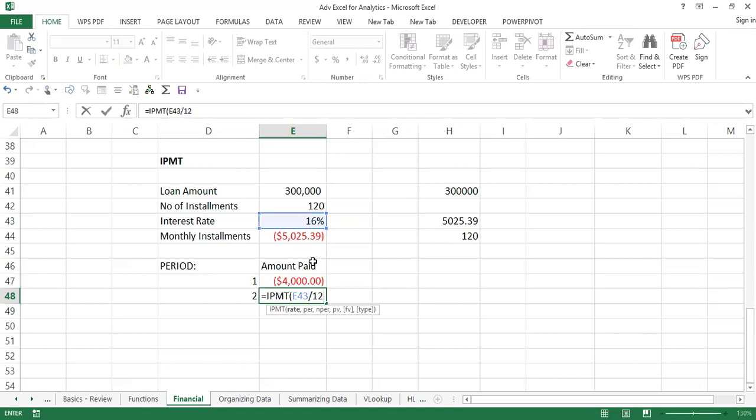Number of period is 120. No, that's not what it's asking for now. Period is two. The second period. Yes. Then number of period is 120, the number of installments. Then the present value is 300,000. Then the future value can be 0.